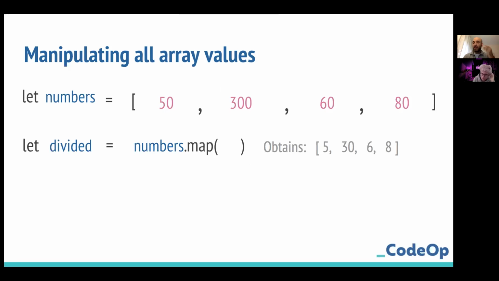Now, how do I give instructions to map as to what to do? Where do I tell map, I want you to divide that element by 10? It's effectively what you place in between those brackets. So in between those brackets, you put a set of instructions that JavaScript, that map, is going to go and apply to every single element in that array.